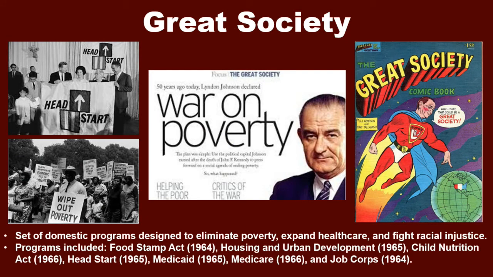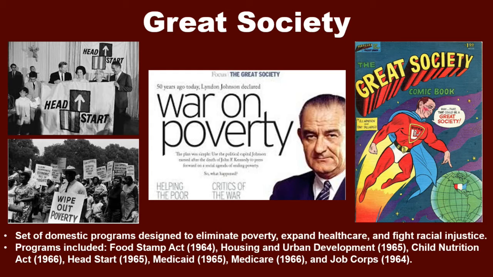All right, the Great Society. This is going to be Lyndon B. Johnson's war on poverty. He is going to try to fight to eliminate poverty, expand health care, and fight racial injustice. And some of his programs are going to be the Food Stamp Act, which is now called SNAP, the Housing and Urban Development, which is low-income housing, Child Nutrition Act, Head Start education programs, Medicaid, which is financial assistance for health care, basically, for those of low-income families.